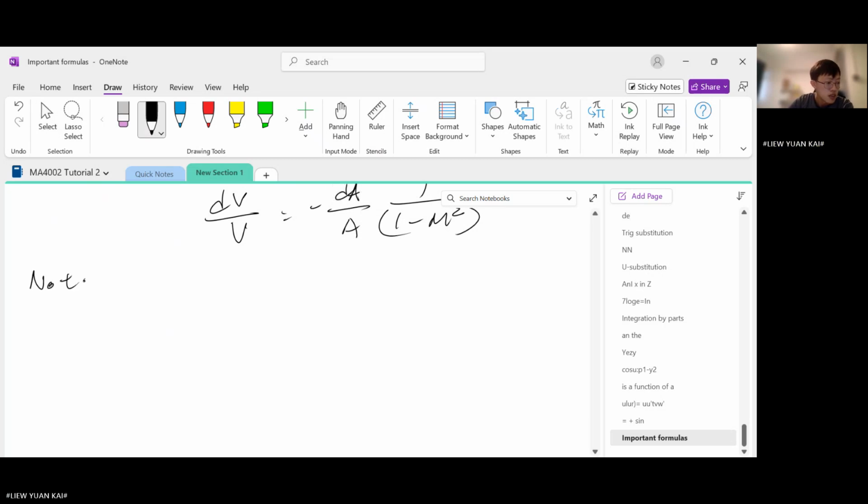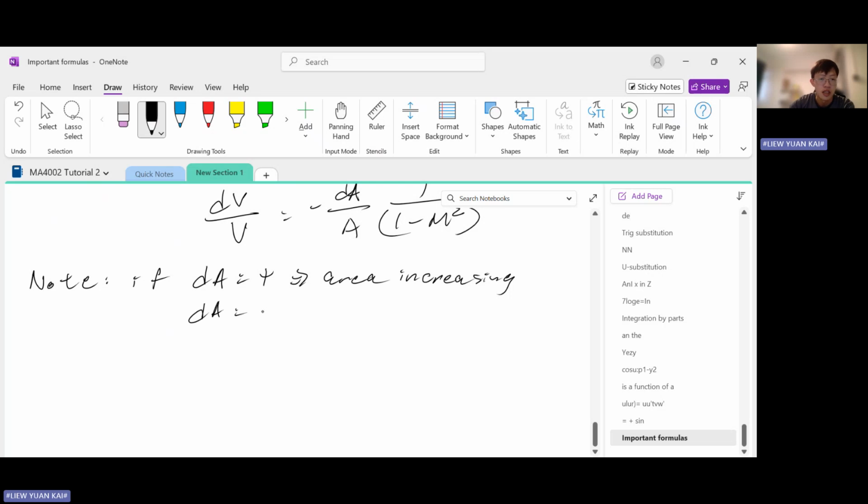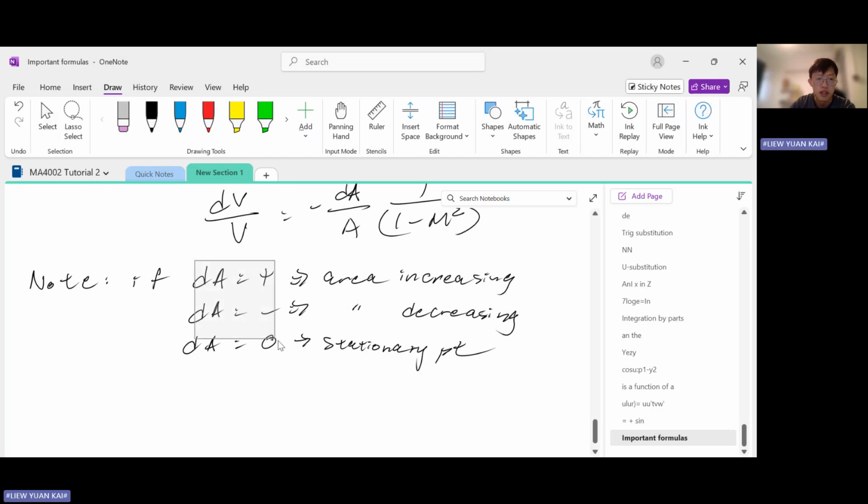So there are a few things that I want to note. If dA is positive, then area is increasing. Increasing means increasing in the direction of the flow. If dA is negative, then the area is decreasing, again in the direction of flow. If dA equals 0, then this is a stationary point. Let's just look at what these three mean first.